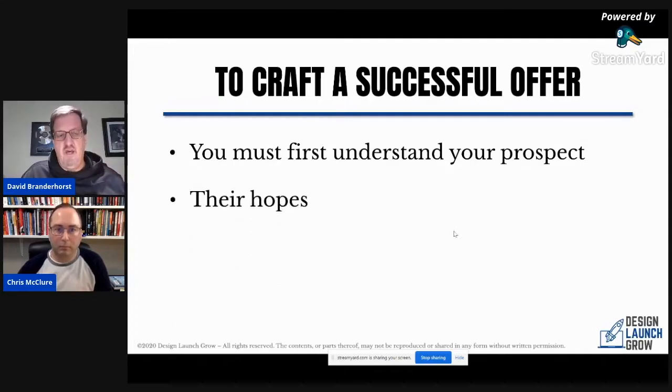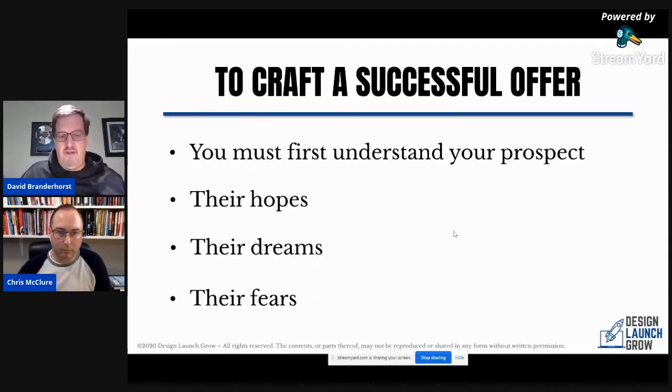So to craft a successful offer, we must understand our prospect. We must understand what are their hopes, what are their dreams, and what are their fears. What are those things that are driving them? What do they hope for? What are they dreaming about achieving or doing? And what are they afraid of? What's stopping them? What's holding them back? We've got to understand our prospect.